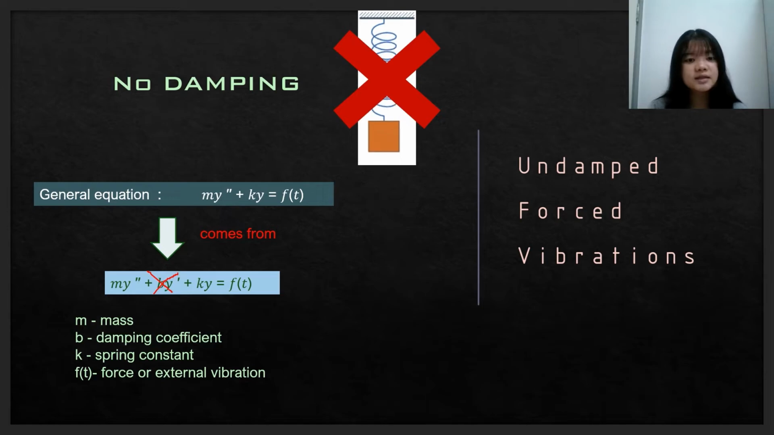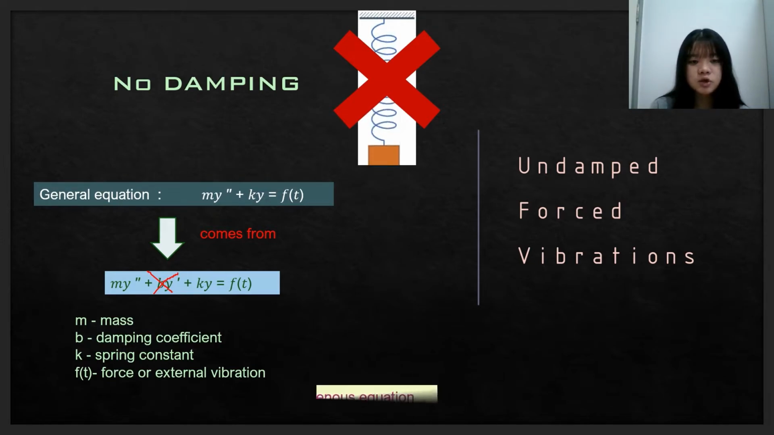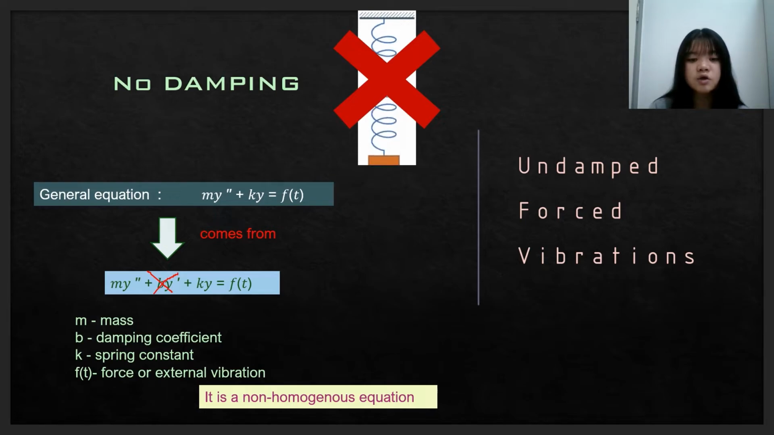And you can see that since the general equation is equal to f(t) because of the forced vibrations, therefore this equation is a non-homogeneous equation because it is not equal to 0. It's equal to f(t), which means the forced vibration. That's all for the type 3 undamped forced vibration.